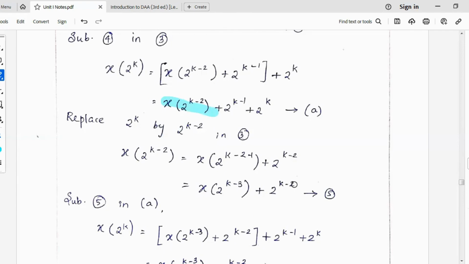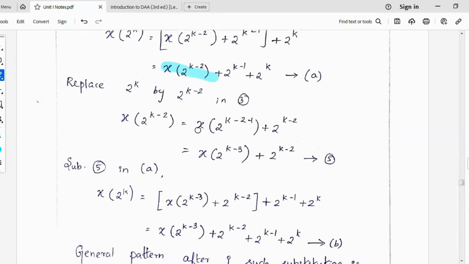So now I have found the x of 2 power k minus 2 value. Once again I am substituting the 2 power k minus 2 value in the previous, original equation. Okay, so x of 2 power k is changed into x of 2 power k minus 3 plus 2 power k minus 2 plus 2 power k minus 1 plus 2 power k. Okay, so now we can compare to get a general pattern. We have to compare all these things.